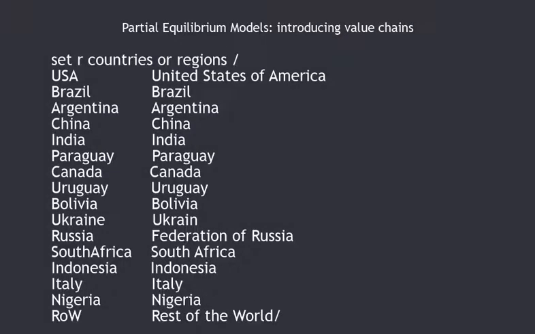So here you've got the list of countries and regions, the set of countries, which is still called R. The first column is the GAMS code, while the second one is the text, which is optional. You've got USA, Brazil, Argentina, China, India, Paraguay, Canada, Uruguay, Bolivia, Ukraine, Russia, South Africa, Indonesia, Italy, Nigeria. And the last region is the set of all other countries, which is called ROW, the rest of the world. You notice that you have two African countries, Nigeria and South Africa.